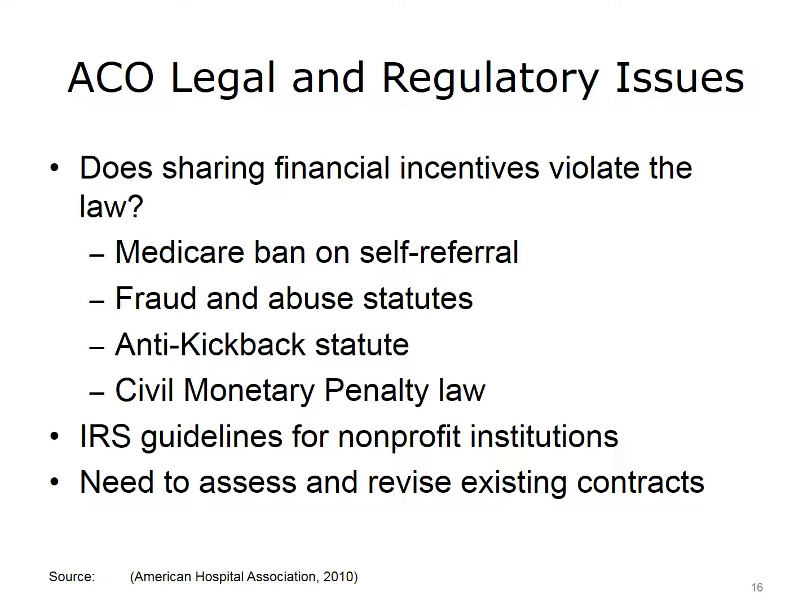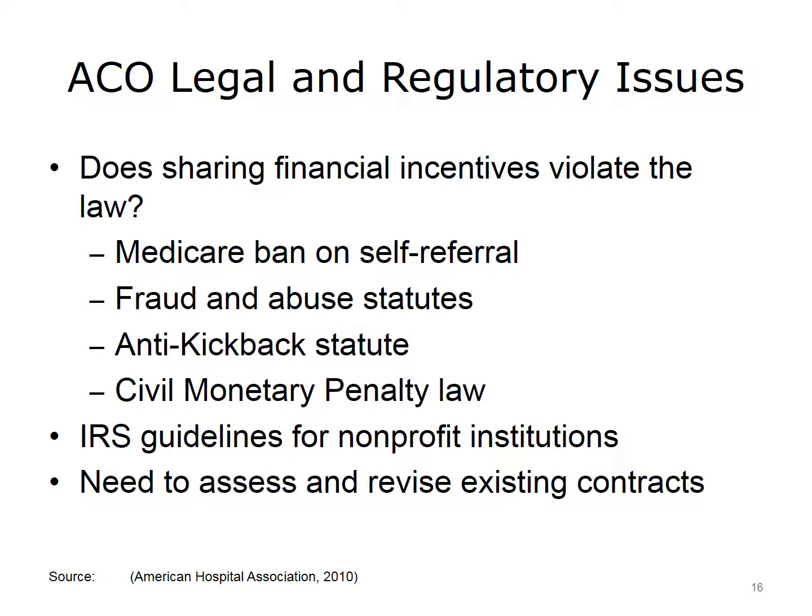The American Hospital Association identified several potential legal and regulatory issues associated with ACOs. The heart of the matter is how ACOs develop and share financial incentives and rewards. ACO arrangements could potentially be in violation of several federal laws, including the Medicare ban on self-referrals, fraud and abuse statutes, the anti-kickback statute, and the civil monetary penalty law.